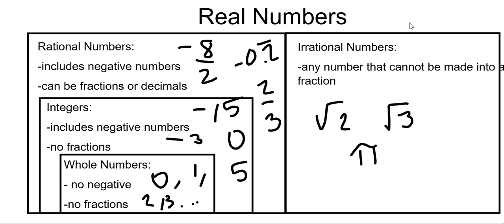So now that we have gone over some examples of rational and irrational numbers and gone over all the different types of real numbers we have, I would like you to make your own graphic organizer. It can look similar to mine, it can be circles, it can be different. Make it your own, but make sure that you're including examples in each category.